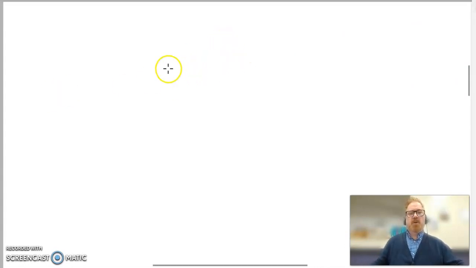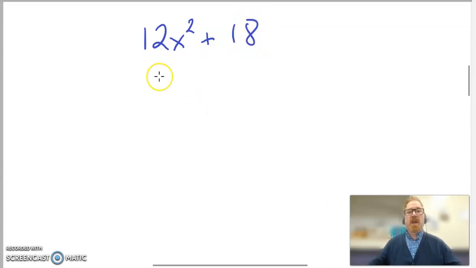Okay, so let's say we have 12x squared plus 18. Okay, and we think, what two things would I have to multiply together to get this? Because sometimes when we're dealing with equations and expressions, we need to pull expressions like this apart in order to cancel things, or to multiply things, or to make something make more sense. We need to pull some things apart so we can simplify.